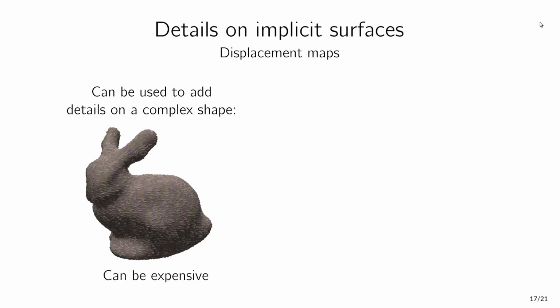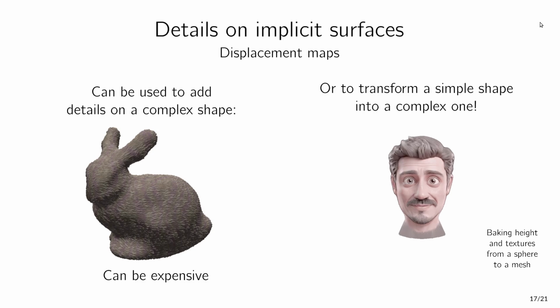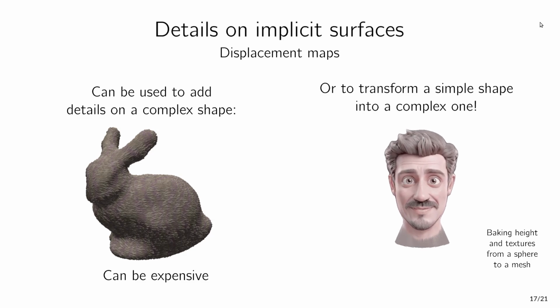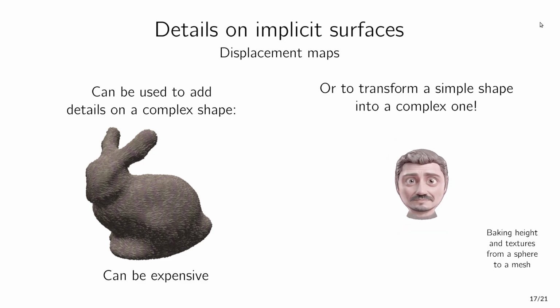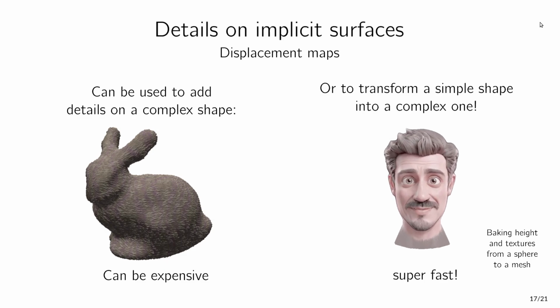But another application that we find super promising is to do the opposite. Instead of adding details on a complicated shape, you can encode a complicated shape as a deformation of a simple one. Like here we encode a head as a deformation of a sphere, and so we can bake the textures and the height and the displacement map to do this morphing, and it's super fast because you just have to compute the intersection between rays starting from the sphere to the head, for example. And since here we only evaluate the SDF of the sphere, this runs super fast at 60 FPS. So really, that's really promising.